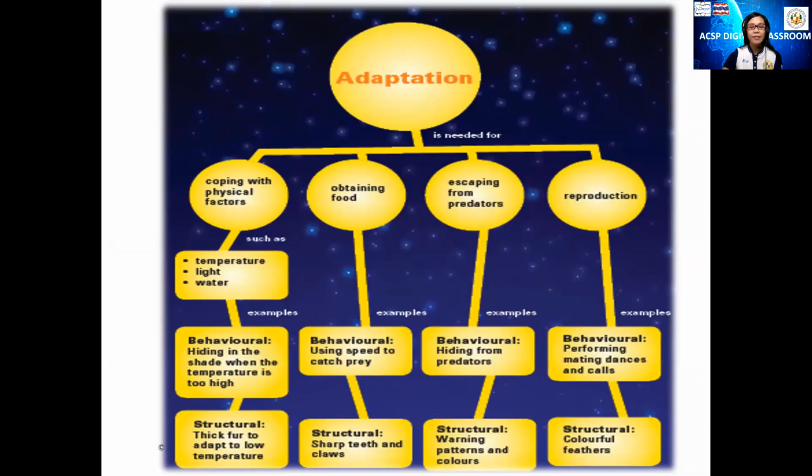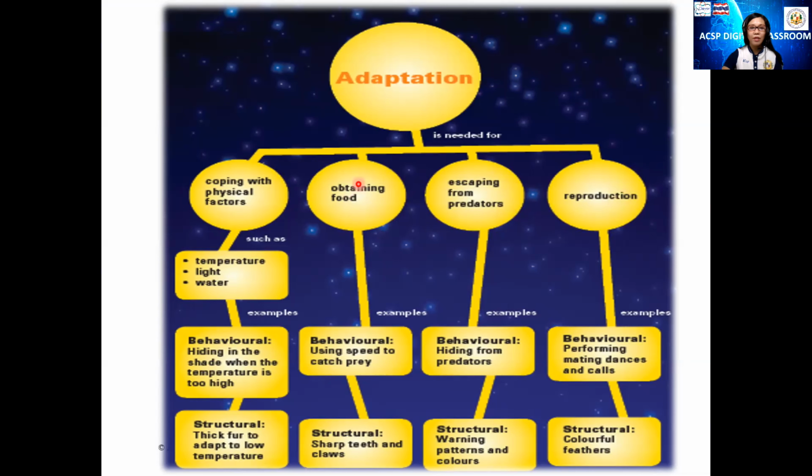Okay, so this is an example of a mind map. Mind mapping of adaptation. So for example, adaptation. Why is adaptation very important for animals? It is important because adaptation of animals is needed for obtaining food, for escaping from predators, and also for reproduction.